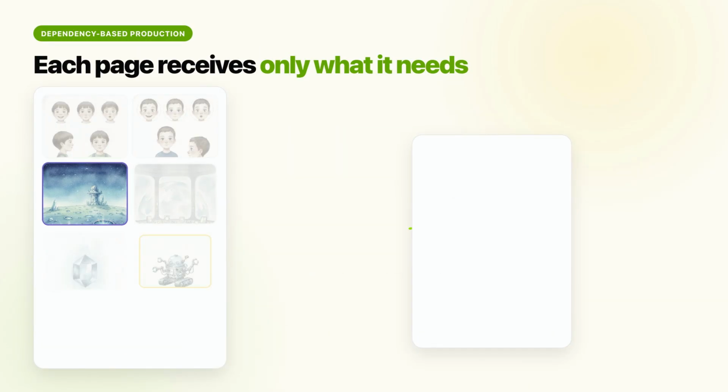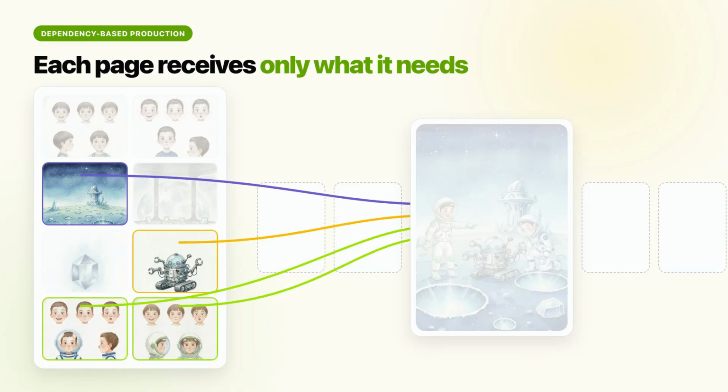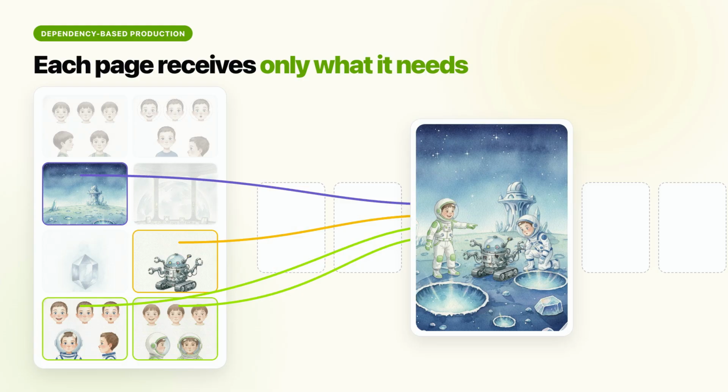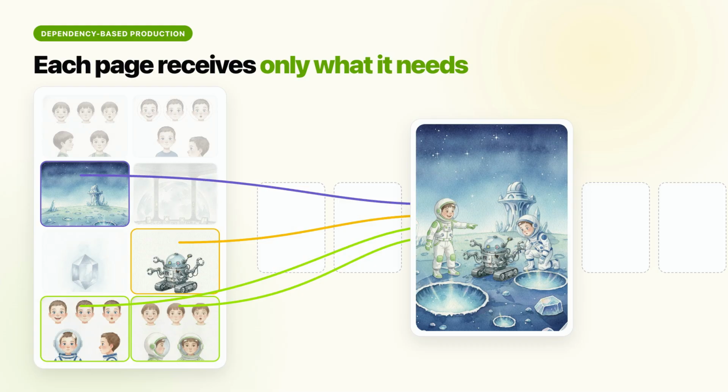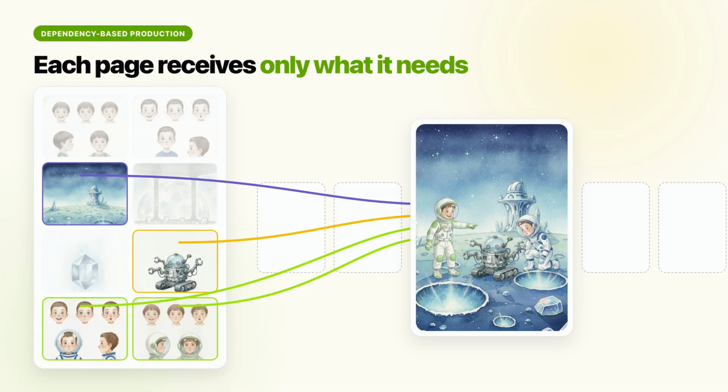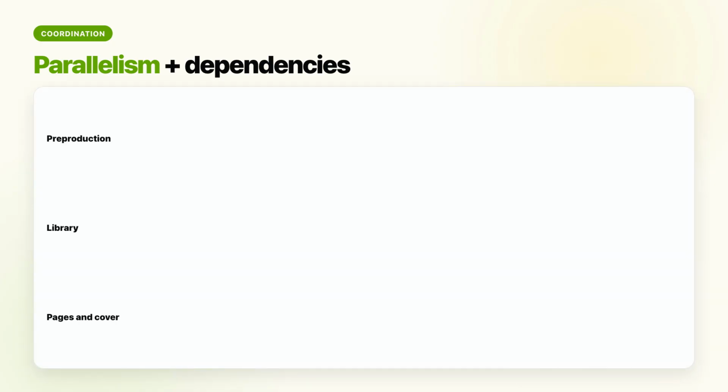Then production begins, but not every page needs the whole library. Each illustration waits only for its dependencies: the characters present, the setting for that scene, the active objects, and when relevant, the special wardrobe. This way, all pages share the same visual memory, while each one works with a manageable and specific context. The orchestrator also prevents everything from having to happen in one single chain.